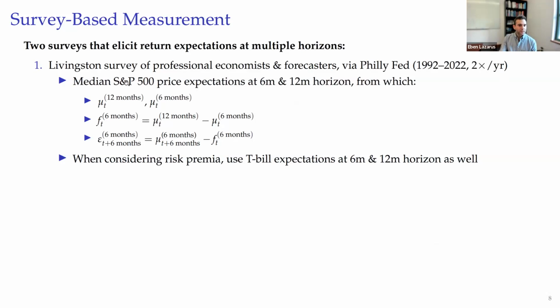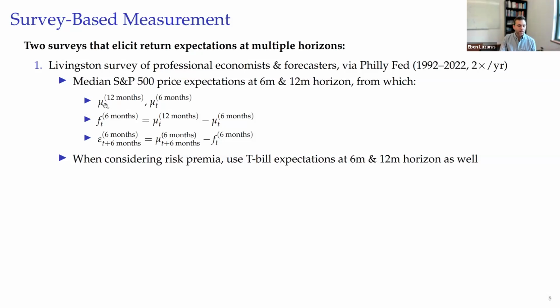what is your expected S&P 500 price in 6 months and in 12 months. So say the survey is taking place at the end of December. What do you expect the level of the S&P 500 to be at the end of the following June and at the end of the following December? And so we're going to be able to back out from their capital gain expectations. So we are getting rid of the dividend component here. And we can calculate spot rates.